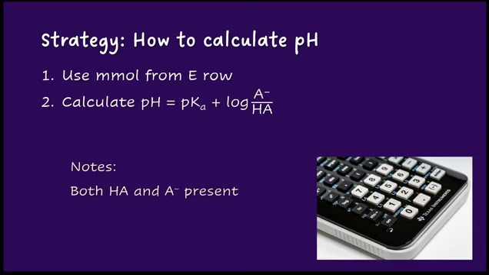Because we have both HA and A-, we can use the Henderson-Hasselbalch equation, which is pH equals pKa plus the log of the conjugate base over the conjugate acid. Because our log term is a ratio, A- over HA, we can use any units as long as they're the same, which means for us that we can plug in millimoles directly and don't need to calculate molarities first. We need to make sure that we're using pKa in the equation, so if we're not given pKa, we may need to calculate it first.